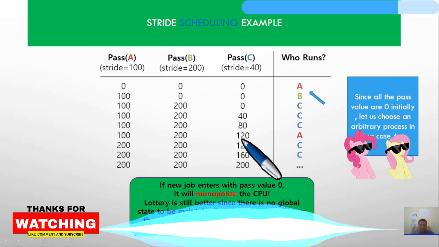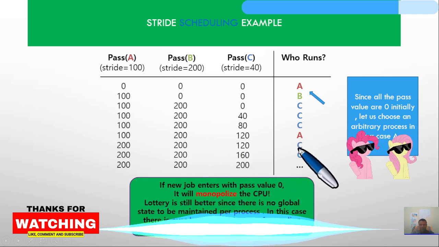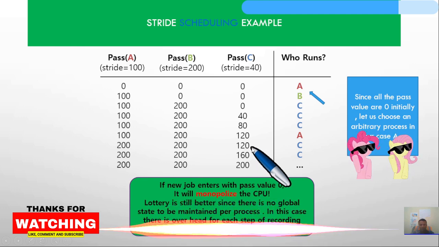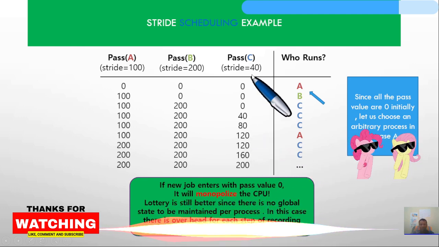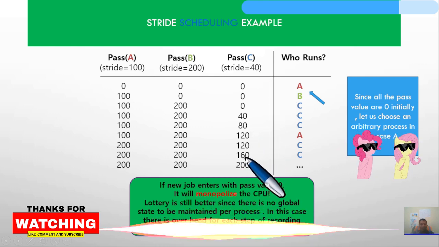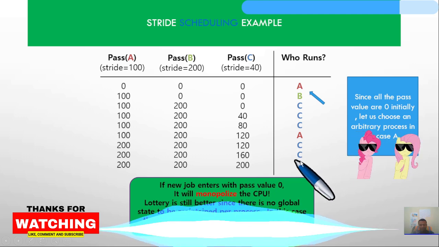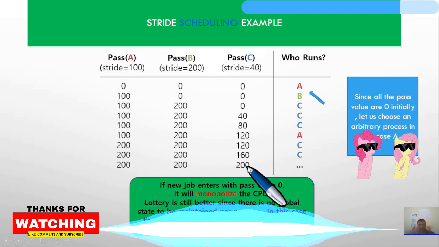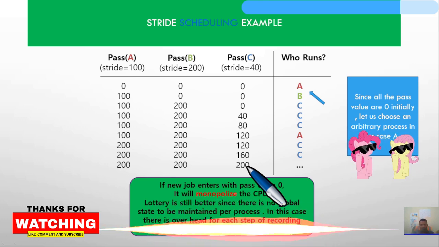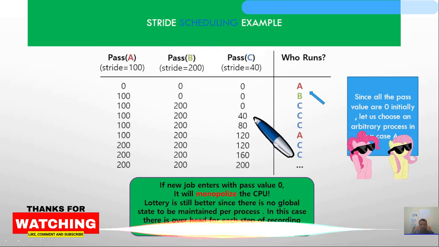Again, at this stage, which one has the least pass? C will have the least pass. So C will take 120 and it will run for the time quantum and it will add the stride of 40 and it will become 160. And at this stage, again C will run, then 200, 200, 200. So this process will continue until the processes complete their execution. So in this way, the stride scheduler works.